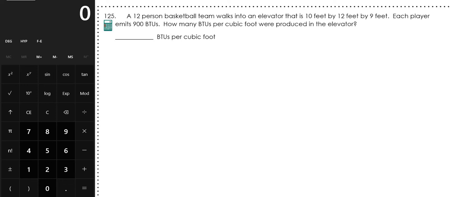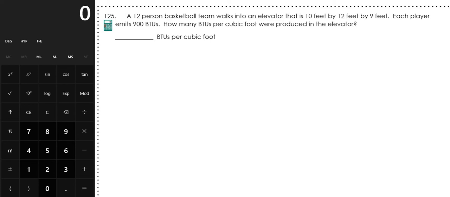Page 25. Number 125. Go ahead and read it and then come back. Okay, if you don't know what a BTU is, you're not alone. Most people don't. And I'm going to show you how to do this problem without knowing what a BTU is.